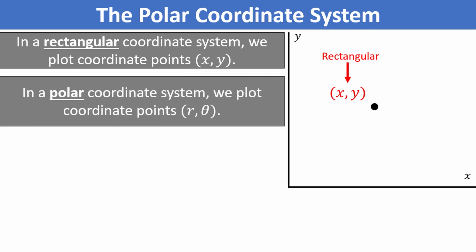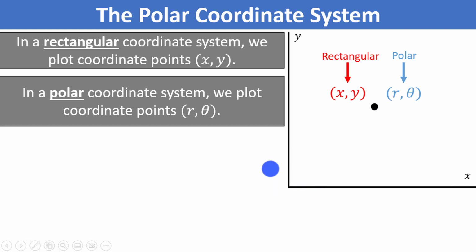In polar coordinates, on the other hand, we plot coordinate points according to r and theta. So another way you could indicate the exact same point is not by the x and y coordinates, but by r and theta. Theta means which angle, measured counterclockwise from the positive x-axis, should you go in order to reach that point. R says how many units along the angle theta should we travel in order to reach the point.